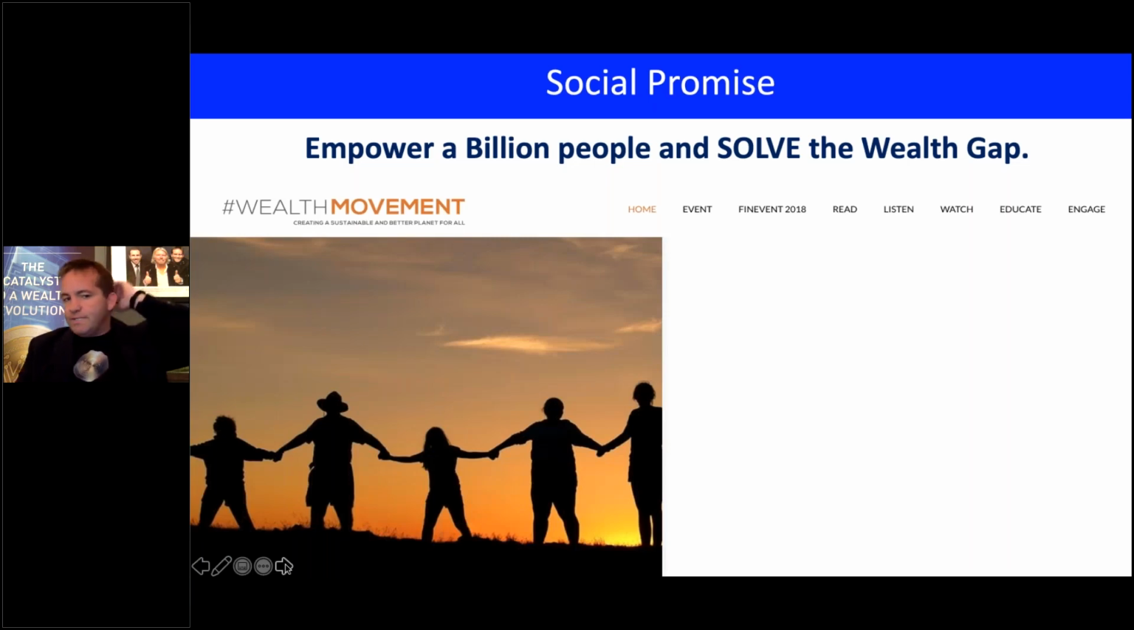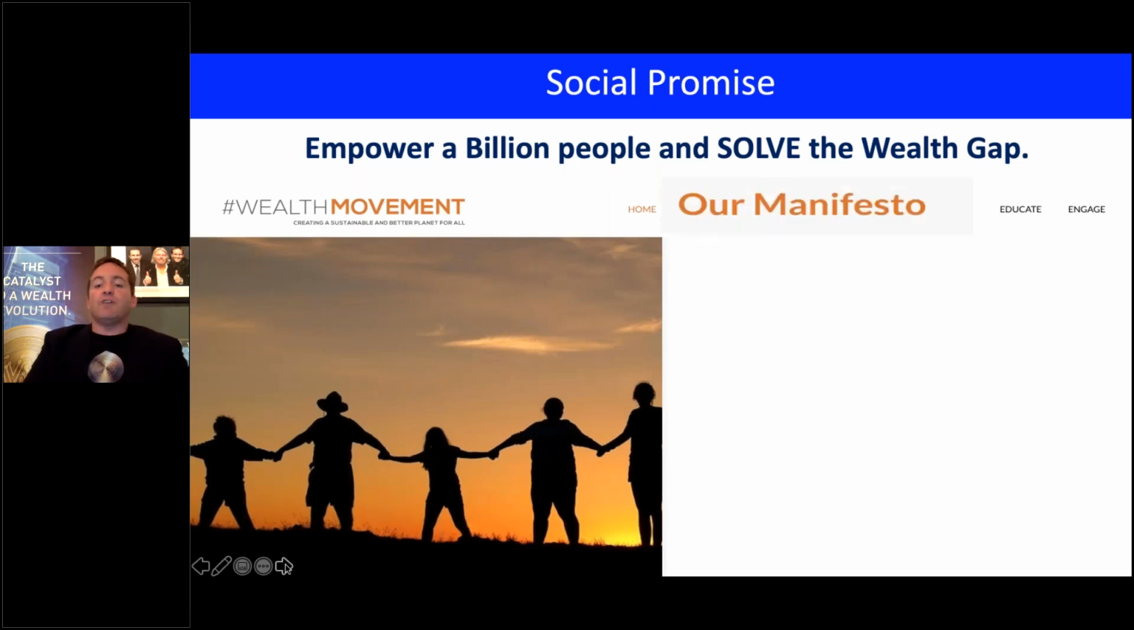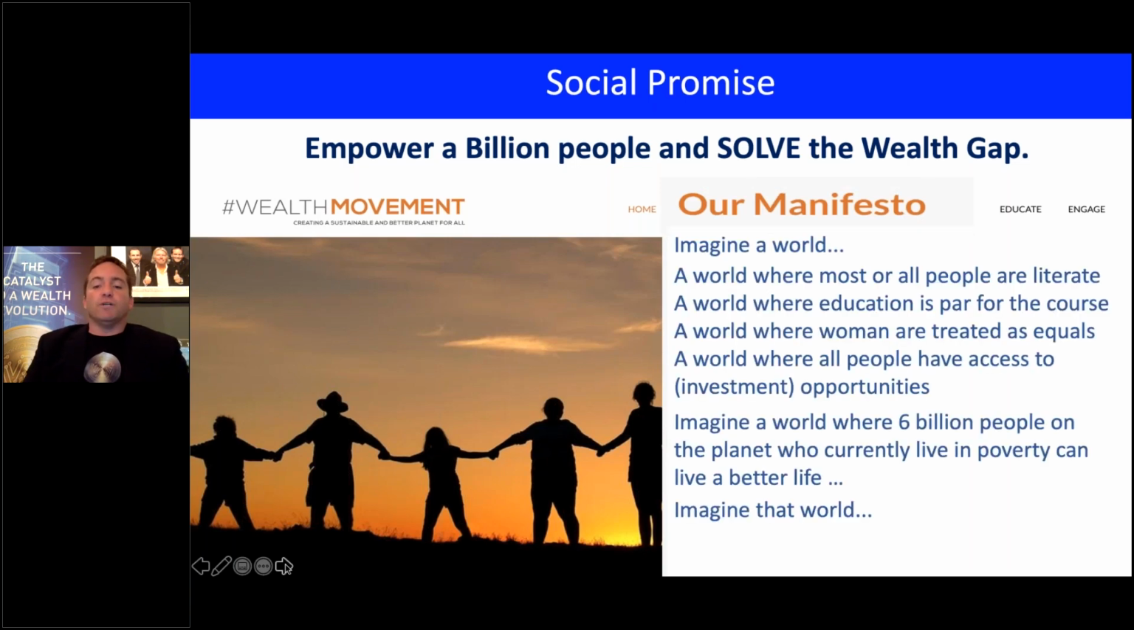We created the Wealth Movement about 5 years ago, and Hilda actually wrote our manifesto. And she said, imagine a world where most or all people are literate, a world where education is par for the course, a world where women are treated as equals, a world where all people have access to investment opportunities. Imagine a world where 6 billion people on the planet who currently live in poverty can live a better life. Imagine that world. At the Wealth Movement, we aim to create that world.